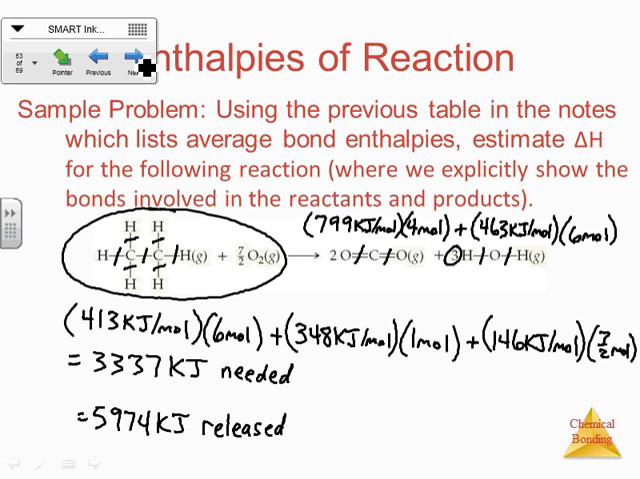Right? Because we kind of have to think backwards here. If 5,974 kilojoules is the amount of energy it would take to break all these bonds, then we're going to assume that that's the amount of energy that gets released when those bonds form. Okay? So if we need 3,337 kilojoules and 5,974 kilojoules get released, then is this exothermic or endothermic? This is exothermic, right? We have a lot more energy being released at the end of this reaction, which kind of explains why this reaction occurs, right? Okay?